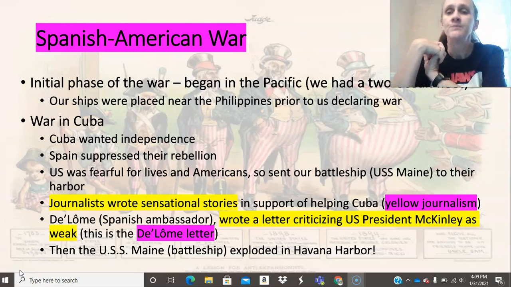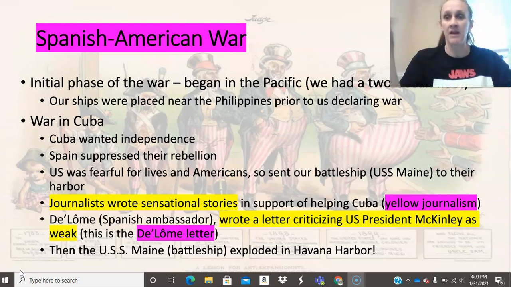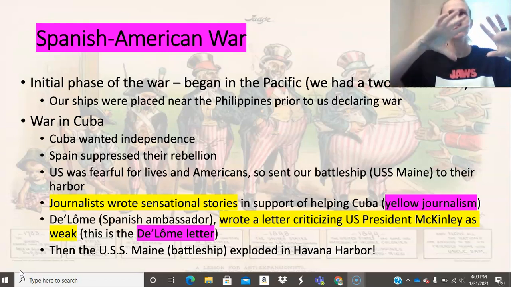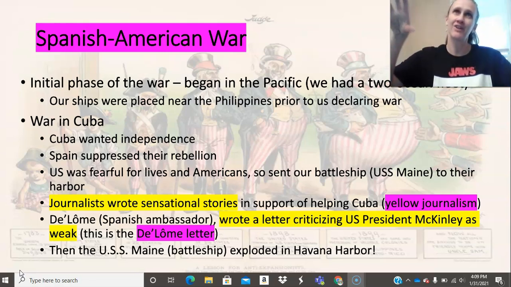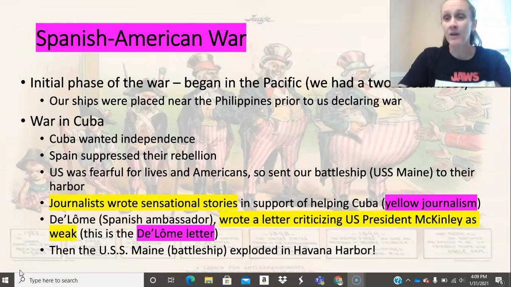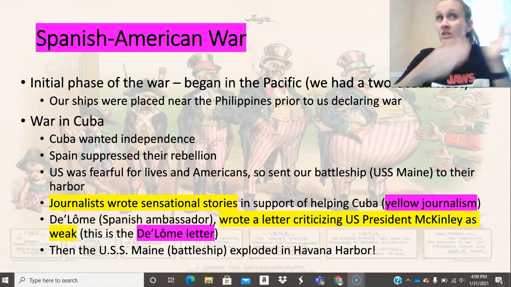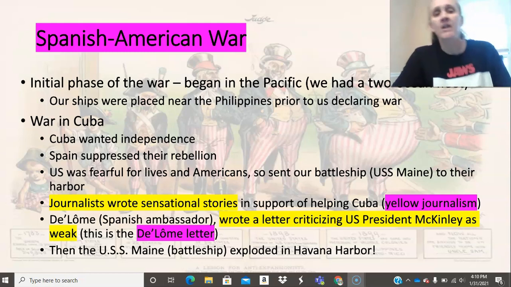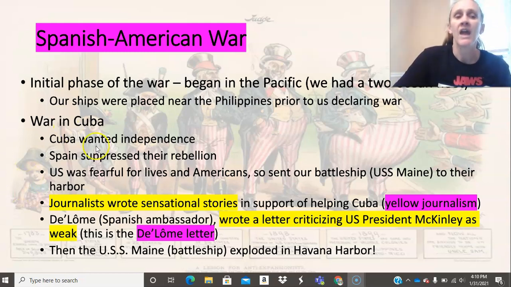But we had a naval fleet that expanded onto two oceans, that operated on both oceans, the Atlantic and the Pacific. So we sent part of our naval fleet into the Philippines prior to us declaring war because it was just good military strategy. But we noticed that there were things happening in Cuba, and Cuba wanted its independence from Spain. This is where the Spanish-American War comes in. The Spanish controlled Cuba, and Spain kept suppressing the rebellion in Cuba.